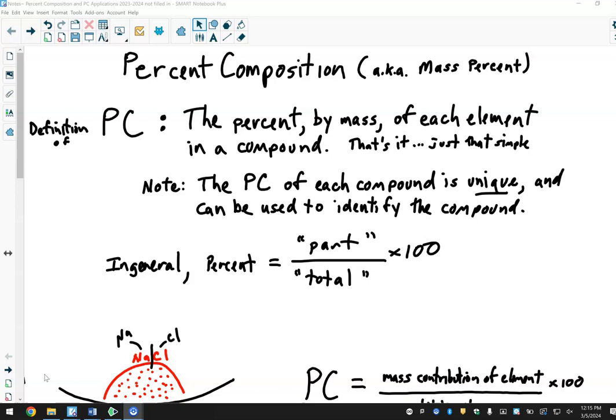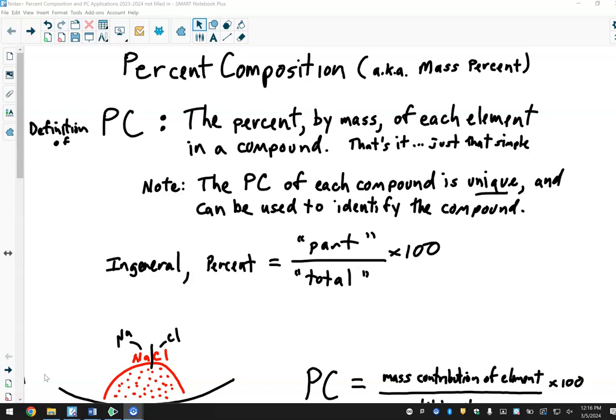So what is the definition? Well, it's a pretty simple definition, and it's almost one of those definitions that are in the name, huh? It is the percent by mass of each element in a compound. That's it. It's just that simple, like it says on the screen. It's the percent of each element in a compound, but in terms of mass. And we'll explain that with a little example down below. You see NaCl's coming up.